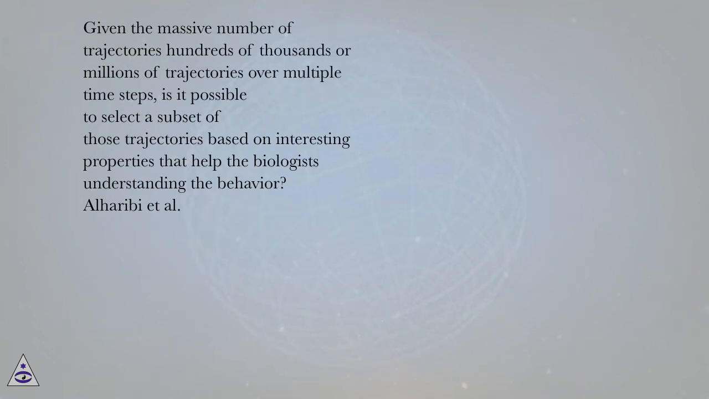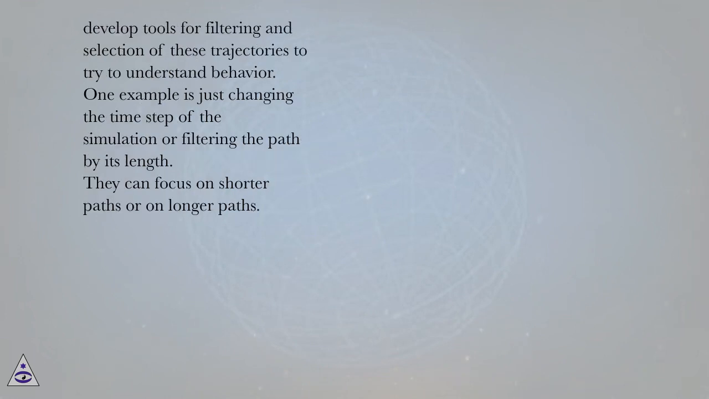Given the massive number of trajectories, hundreds of thousands or millions of trajectories over multiple time steps, is it possible to select a subset of those trajectories based on interesting properties that help the biologists understand the behavior? Al-Harbi et al. develop tools for filtering and selection of these trajectories to try to understand behavior.